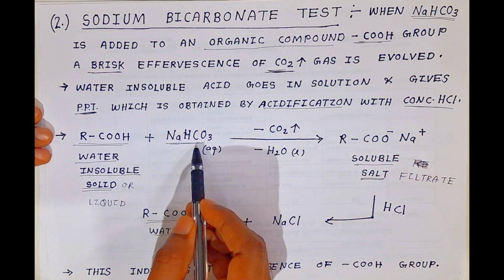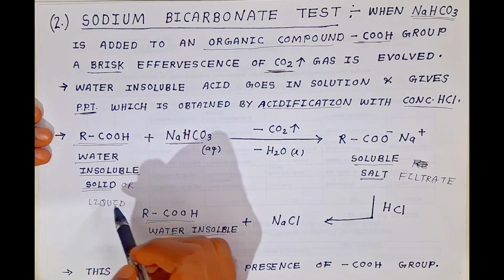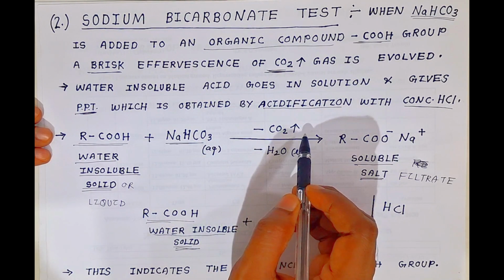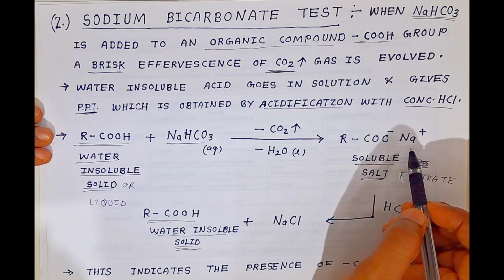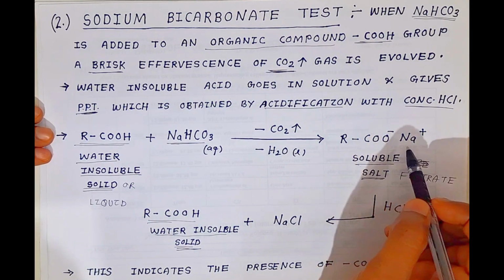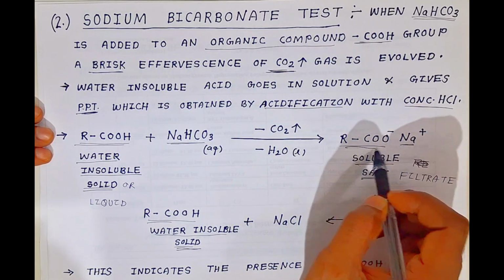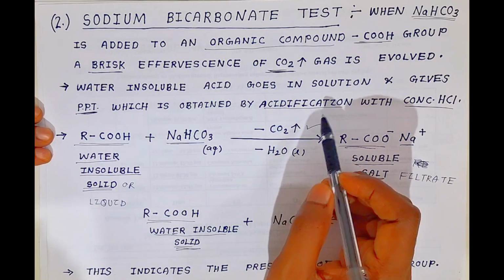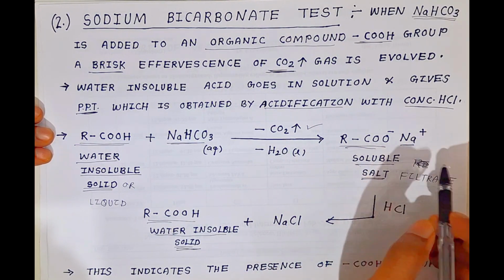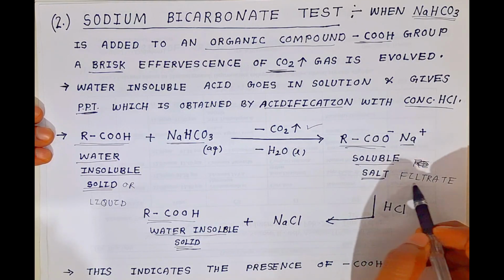Okay students, you have to add sodium bicarbonate to the water-insoluble solid or liquid. If effervescence comes out, that is carbon dioxide being eliminated. That means there is a formation of the sodium salt of a carboxylic acid. Only then does effervescence come out. Now when you filter it, in the beaker you are getting the filtrate.